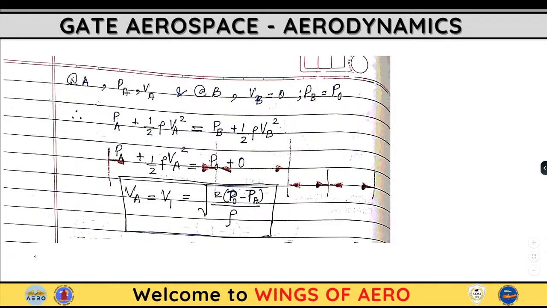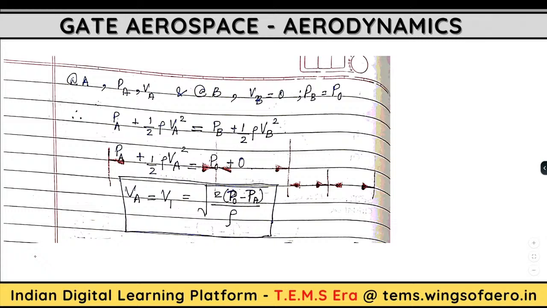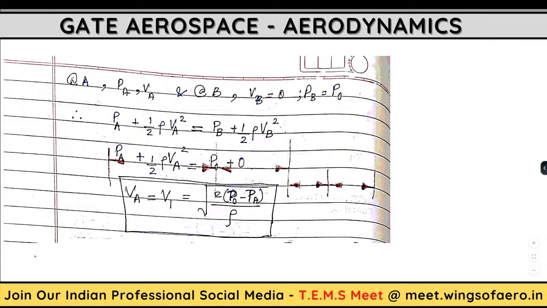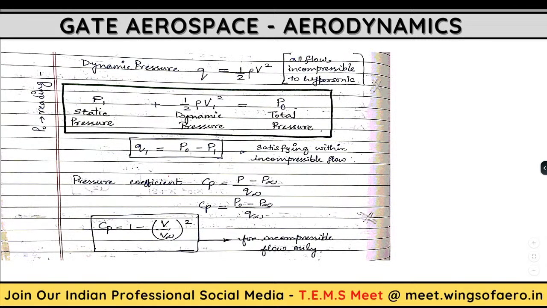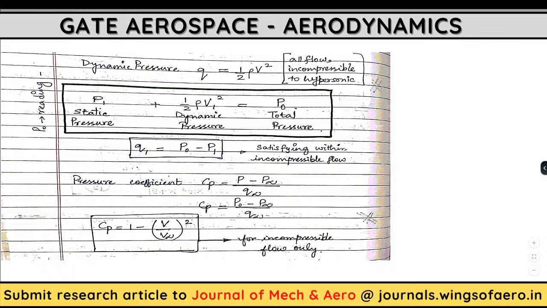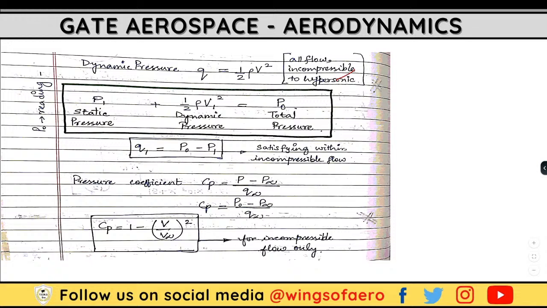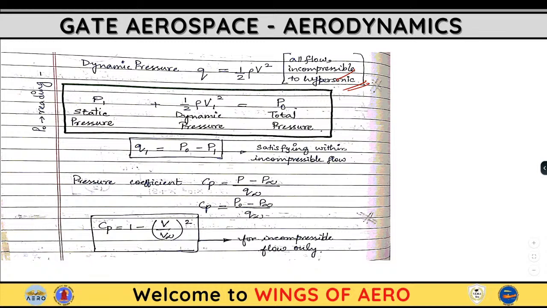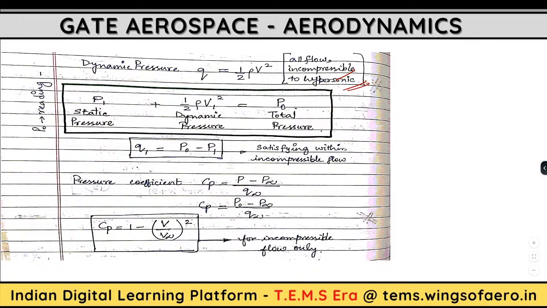So yes, to understand that, one more important factor is the dynamic pressure. Remember the dynamic pressure is represented in terms of Q. So Q equals half rho V square. Now this half rho V square holds for all the flow, including from the incompressible to the hypersonic. Please remember that it satisfies for all the fluid.